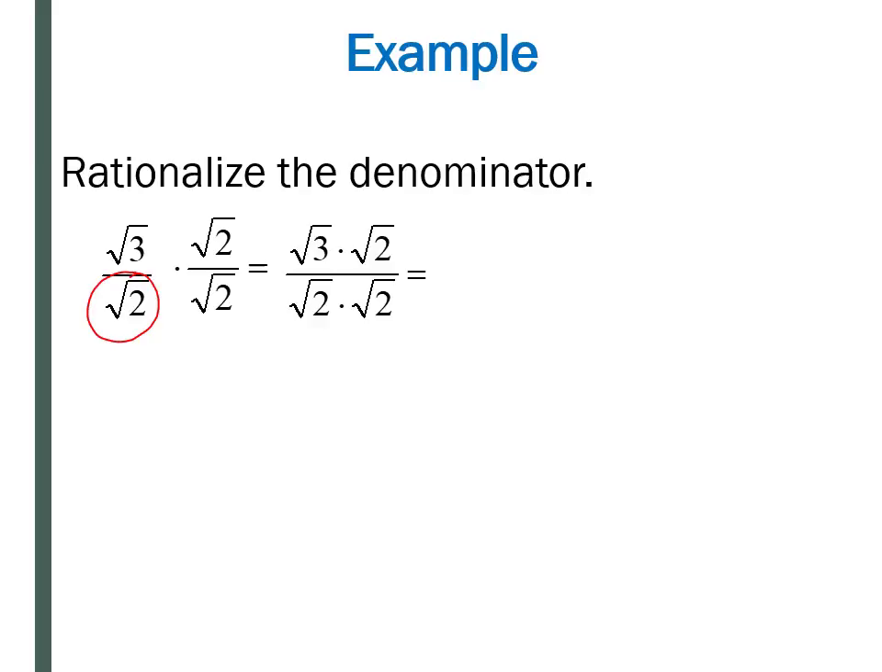So I end up with the square root of 3 times the square root of 2 divided by the square root of 2 times the square root of 2. Now we've talked about before how a radical times itself essentially sets itself free, because I'm basically making a perfect square and then taking the square root of that perfect square. So that leaves me with the square root of 6 over 2. Ta-da! No more radical in the denominator. So we just rationalized our denominator.